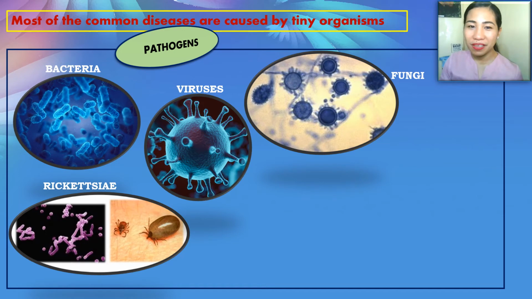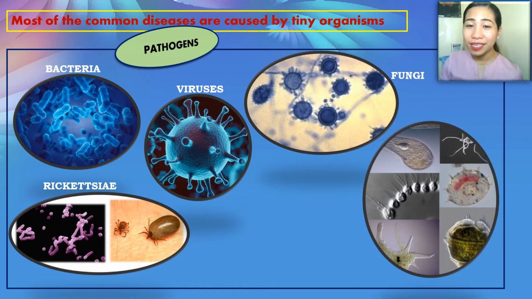So next we have here the protozoa. Protozoa are single-celled organisms that are larger than bacteria and have a more complex cellular structure. Most of these are harmless, and they are most common in tropical areas that have poor sanitation. They cause malaria, African sleeping sickness, and amoebic dysentery, a severe intestinal infection.